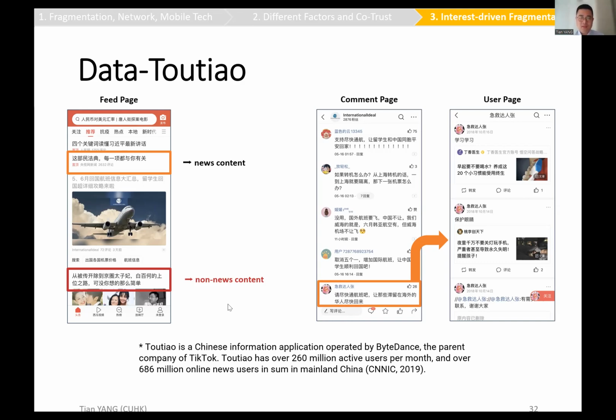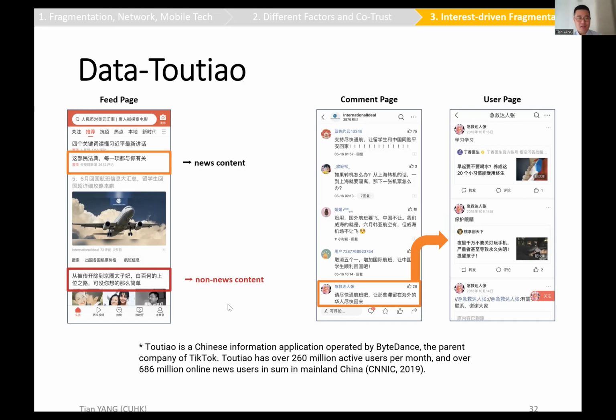So we know that those users must have been consuming the articles. Therefore, the commenting behavior at least shows that they have consumed the news content. But again, I want to make a quick note here. In this study, we look at the commenting behavior.